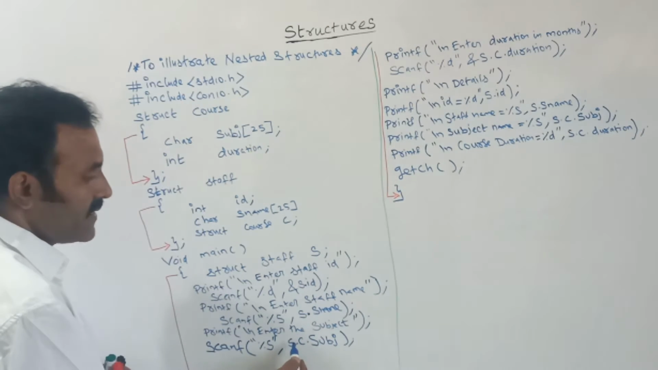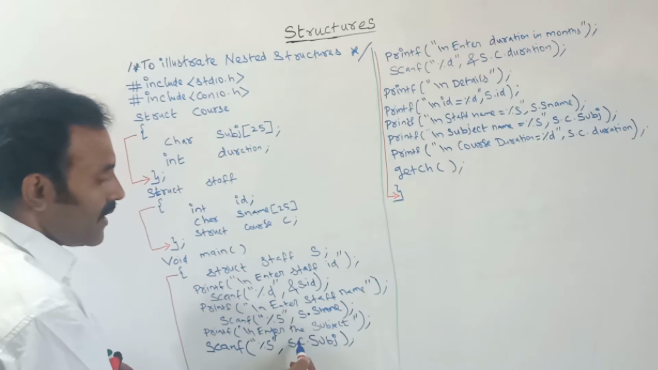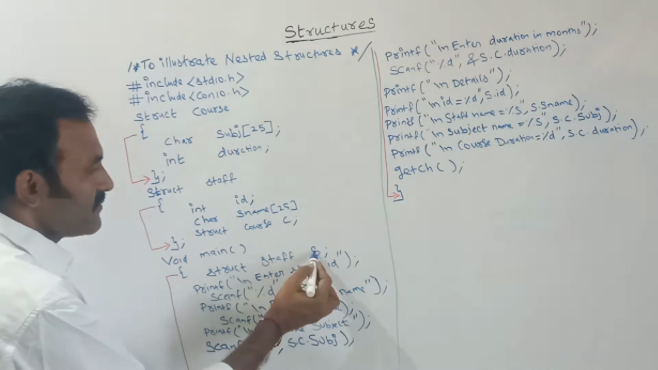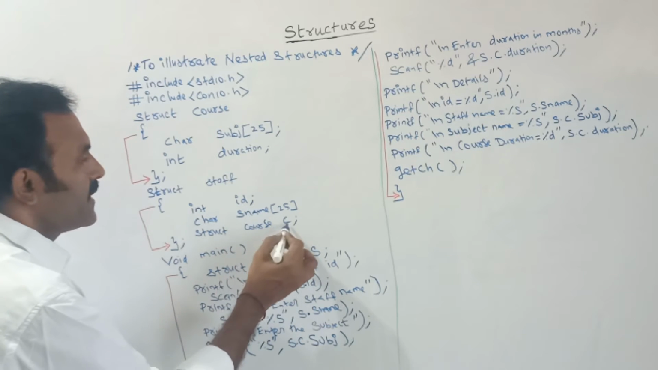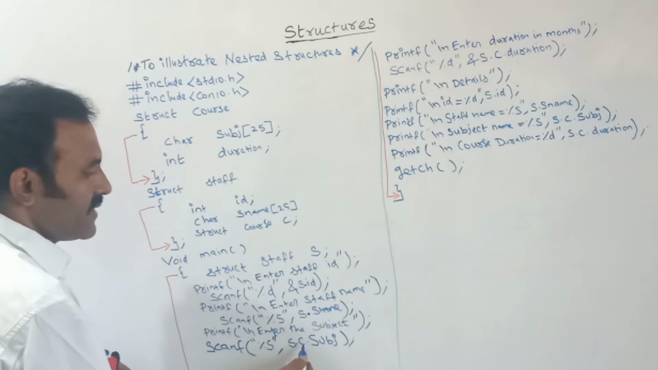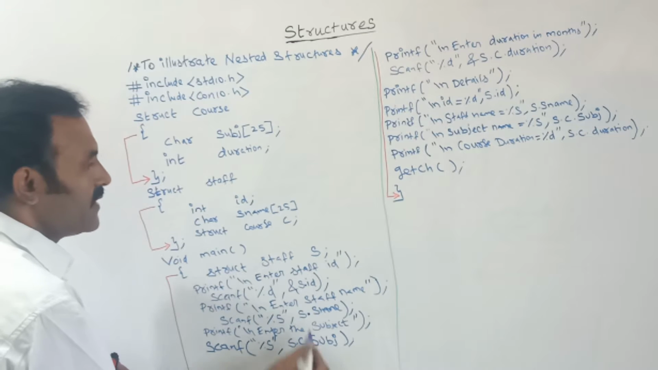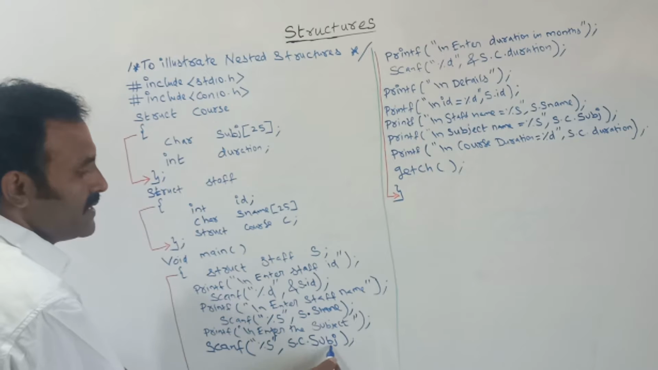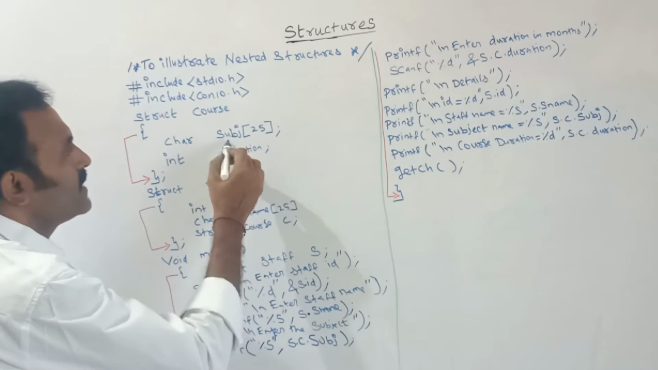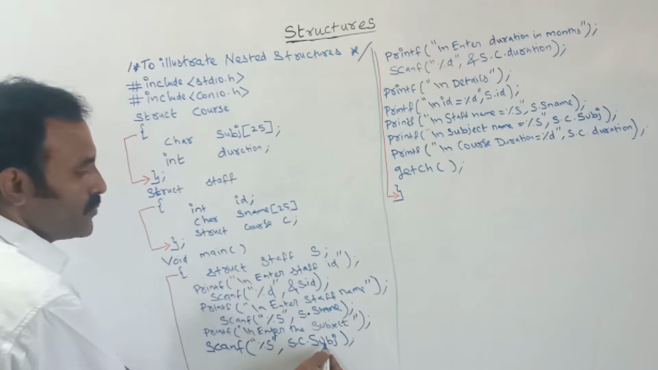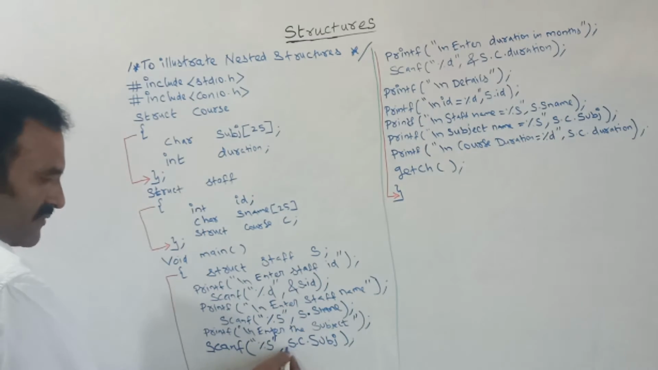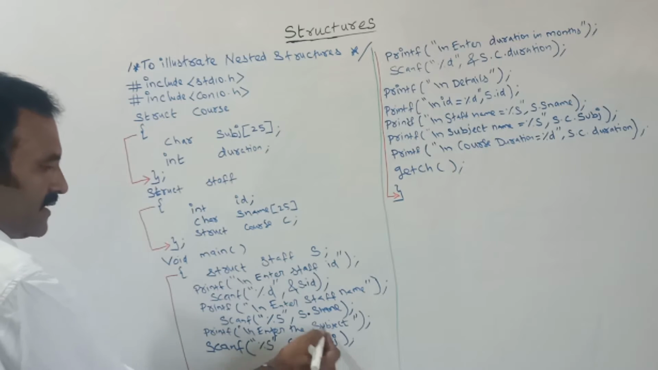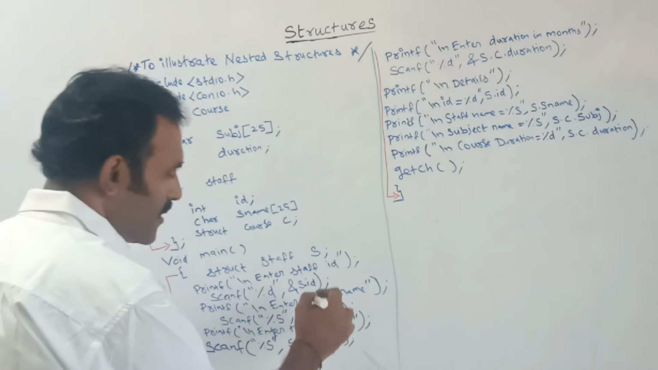So here I had used the dot operator twice. First the outer structure variable name S. Next, inside it I had created the structure variable as C. So S dot C dot, inside this course, subject. So here I had mentioned the SUBJ. For subject I had declared the variable name as SUBJ. So first the structure variable name dot, next the second structure variable name dot, after that the second structure members.